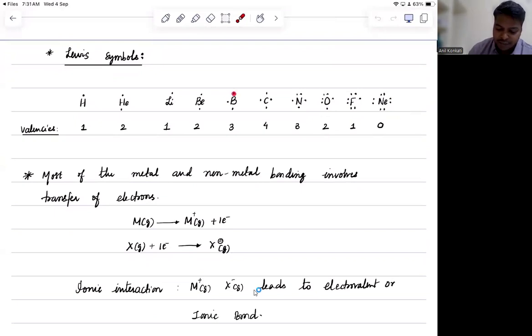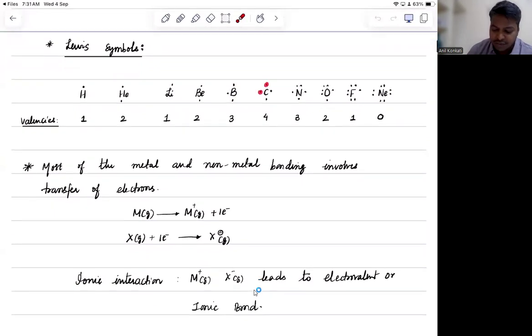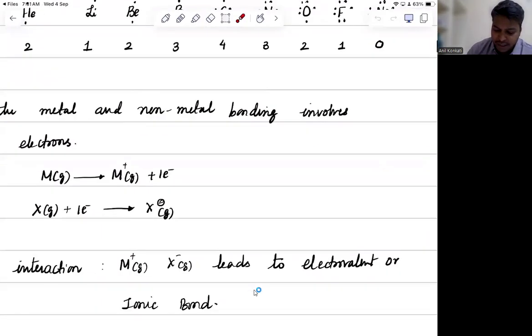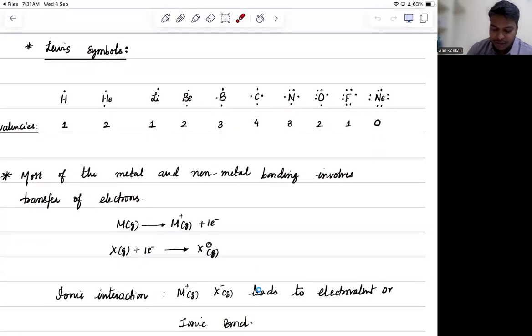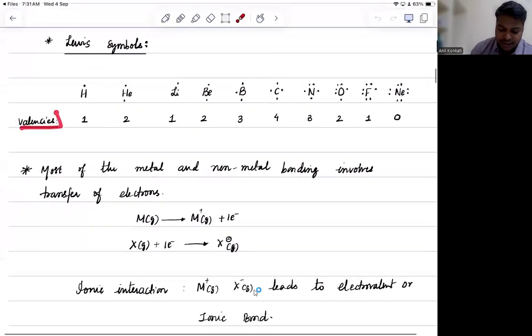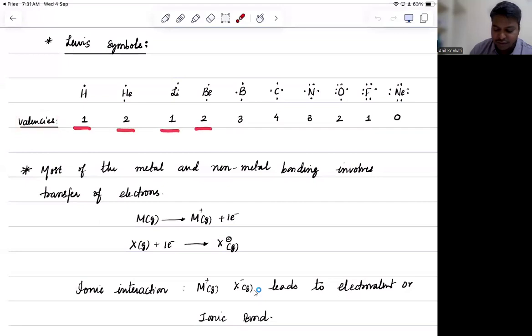For example, boron will have 3 electrons. Carbon will have 4 electrons to interact. Well, it may have configuration 2s2 and 2p2, but while interacting with another atom, it will use all its 4 electrons. So you can see these are known as the valencies. Hydrogen has 1, helium 2, lithium 1, then 2, 3, 4, 3, 2, 1, 0. These are the respective valencies.